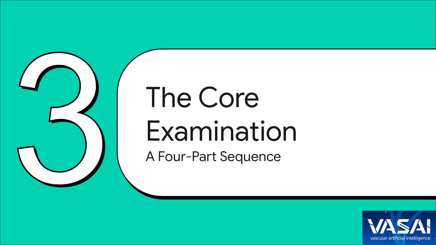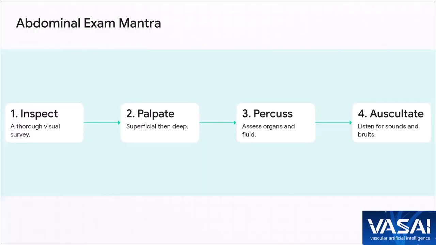So, we've done our general survey, we've gathered all those external clues, now it's time to focus on the abdomen itself. And to make sure you don't miss a single thing, we are going to follow a strict, memorable 4-part sequence. You need to burn this into your brain. Here it is, your abdominal exam mantra. Inspect, auscultate, percuss, and palpate. Let me repeat. Inspect, then auscultate, then percuss and palpate. That order is absolutely crucial.